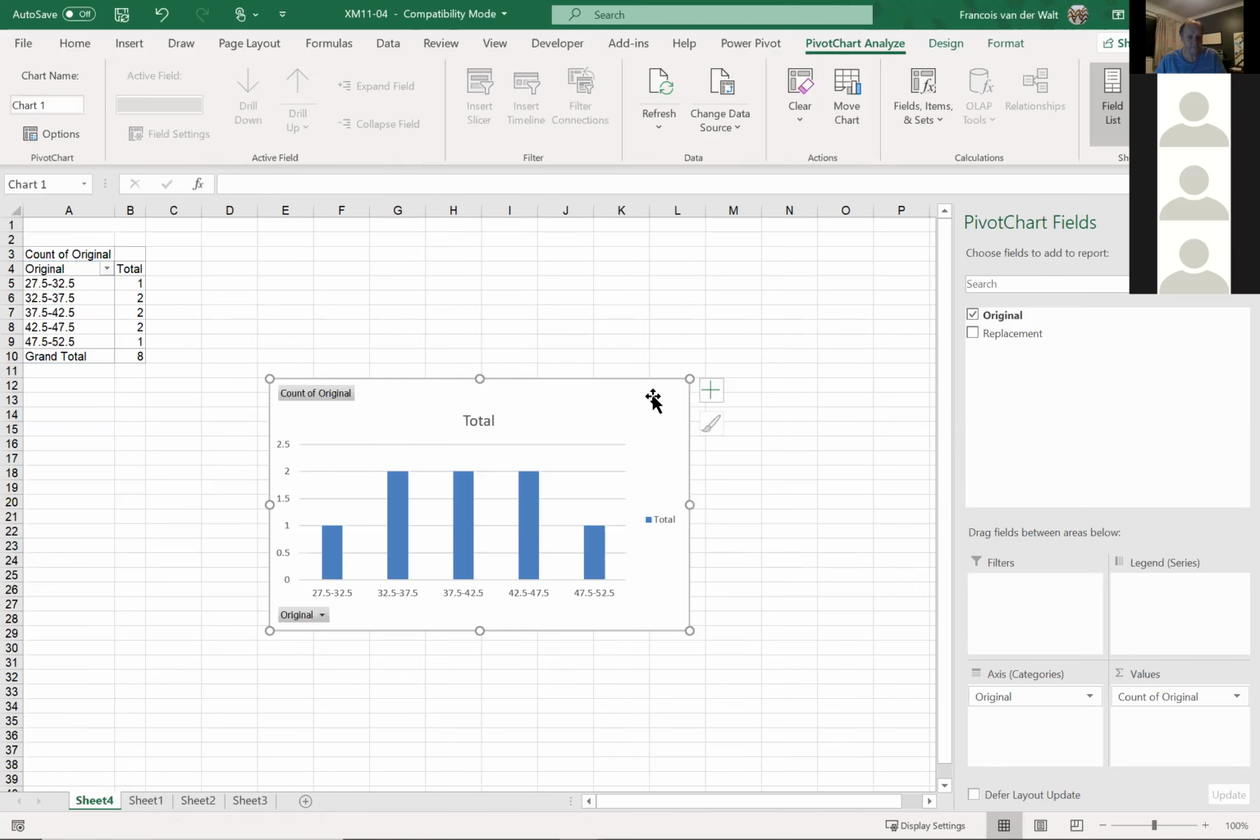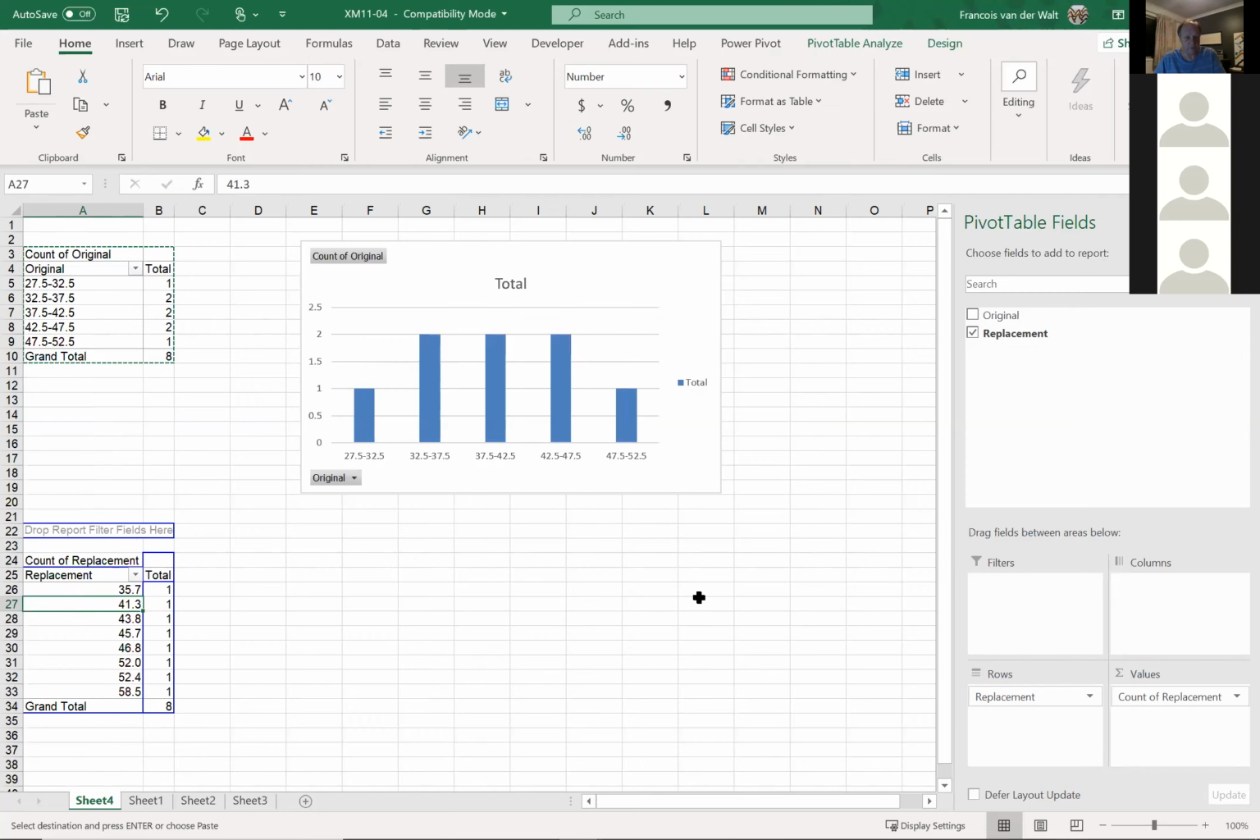Now I do the same for the replacement. Change the sum to count. You do understand that I just do this to demonstrate. So, 27 to 52.